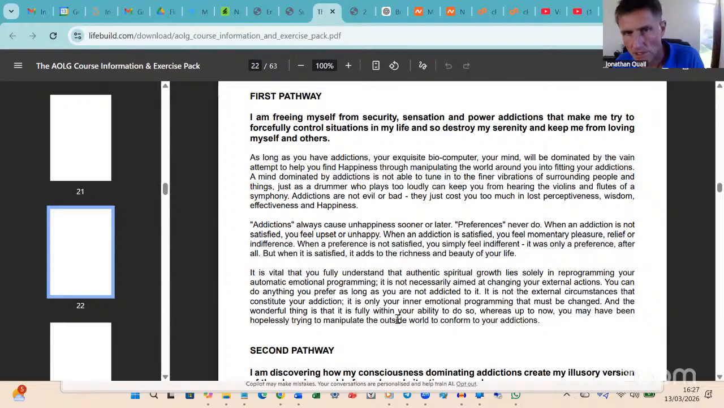Yeah. So the security, sensation, and power addictions, first three chakras. Security, base chakra. Second is all about sensation. Third is all about power. And these are the addictions we have that make us want to control life. And when we try and control life, we're not in flow, and we destroy our peace of mind, and we stop loving other people because now we're just trying to manipulate them to get the state that we think we want.